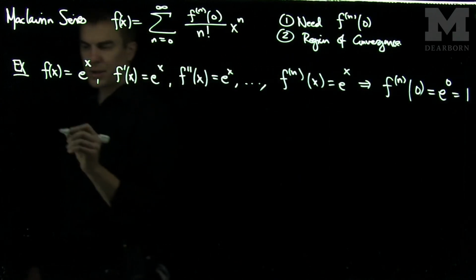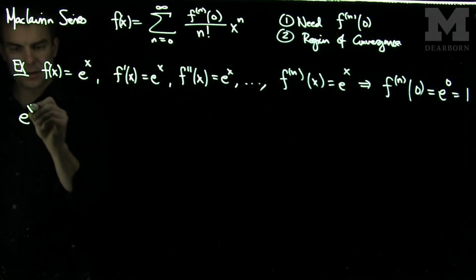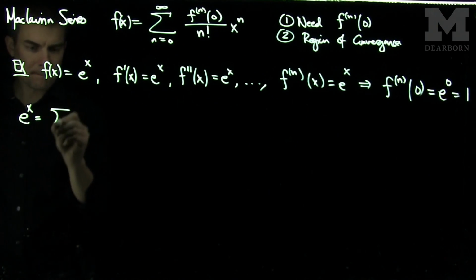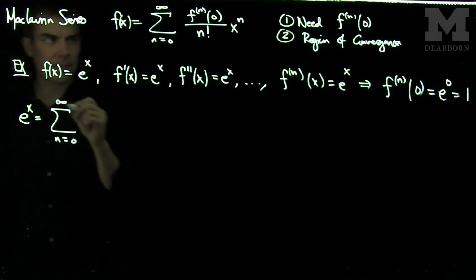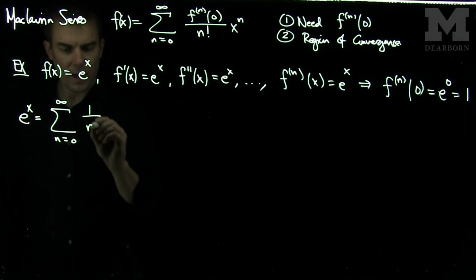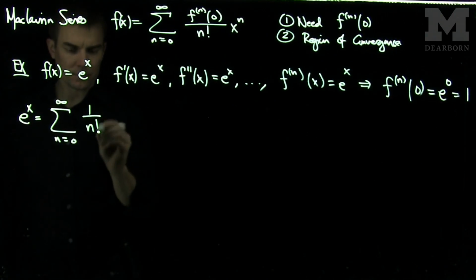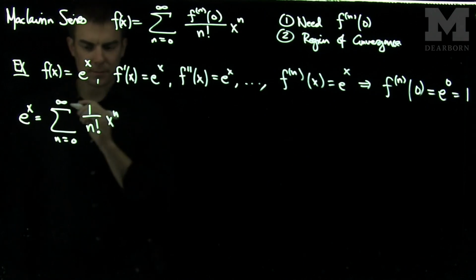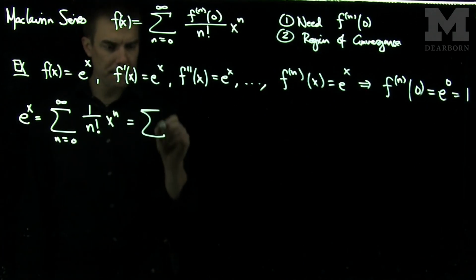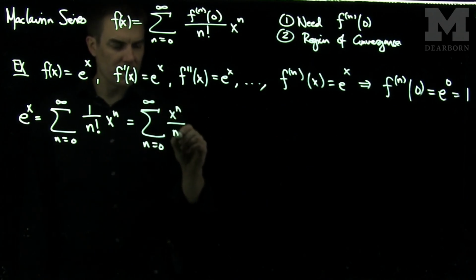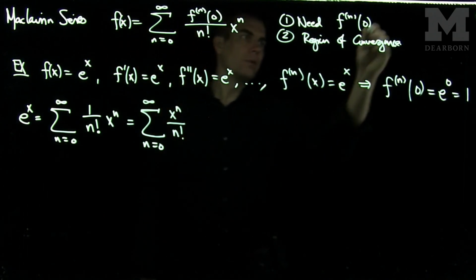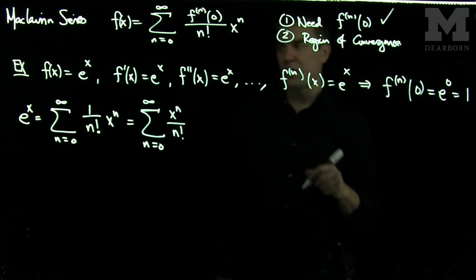So our Maclaurin series for e to the x is as follows. e to the x will be the sum, n goes from 0 to infinity, of 1 over n factorial x to the n. Or you can write this as the sum, n goes from 0 to infinity, of x to the n over n factorial. And now, that's the first part. The next part is I need the domain of convergence.